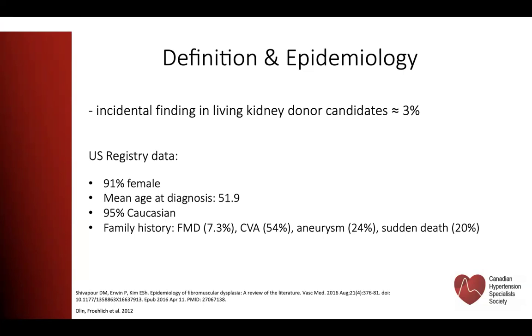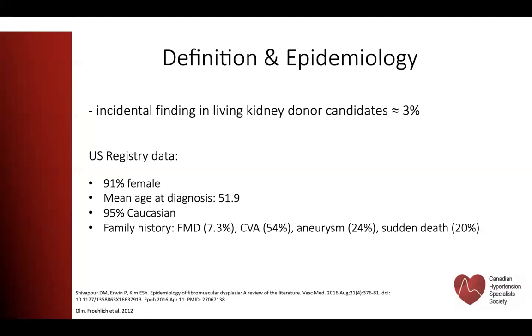On the other hand, they may have a family history of someone with severe kidney disease prompting the evaluation for living kidney donation. We also have some information of the epidemiology based on registry data. There's a European and an American registry. The US registry was established in 2008, and in 2012, they published data from their first 447 patients.